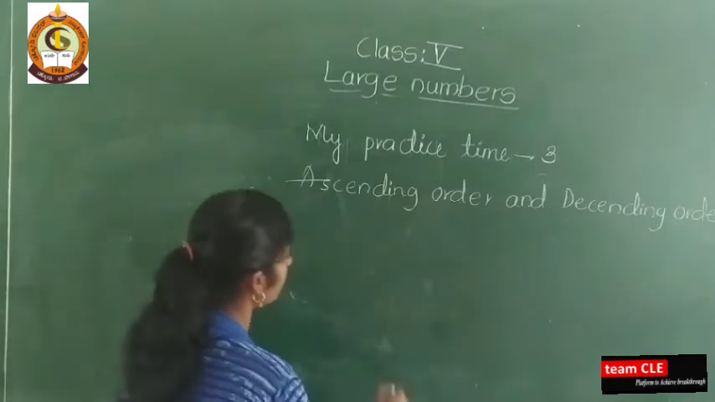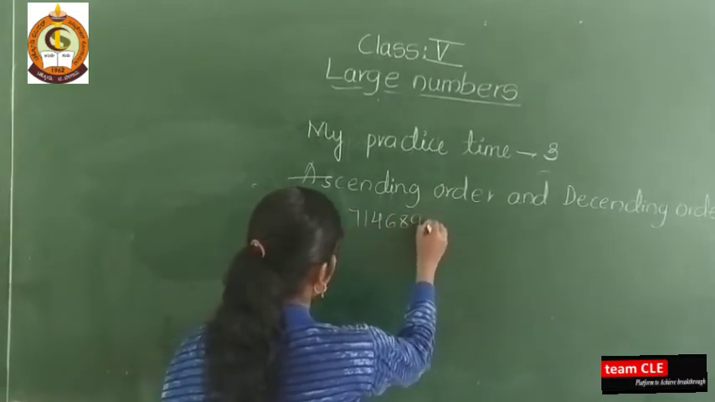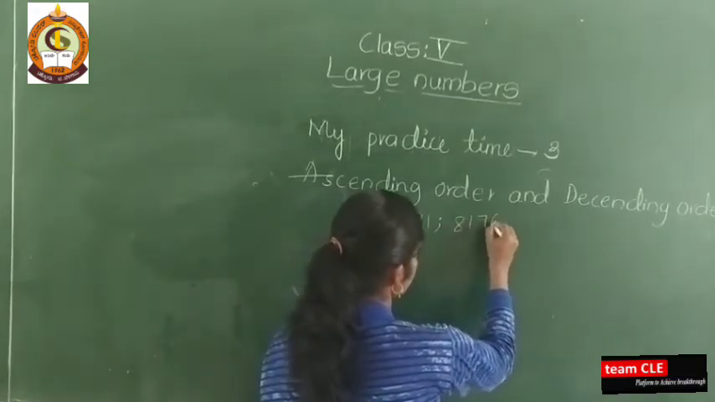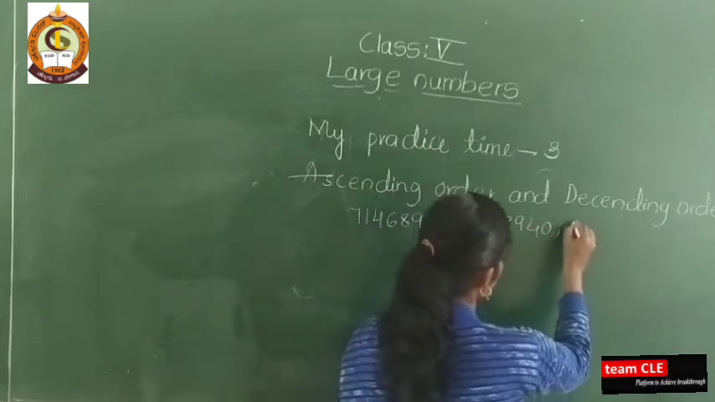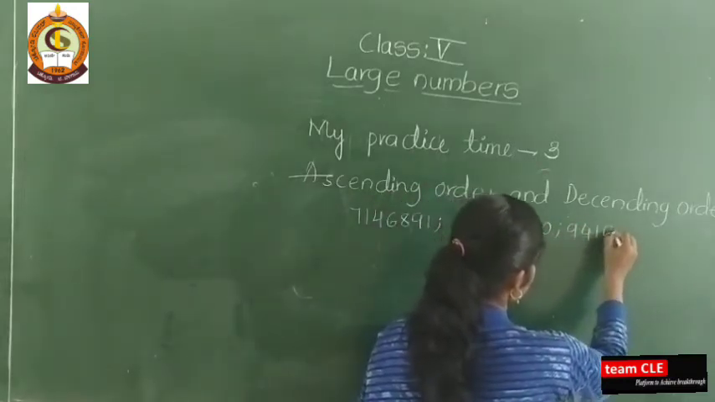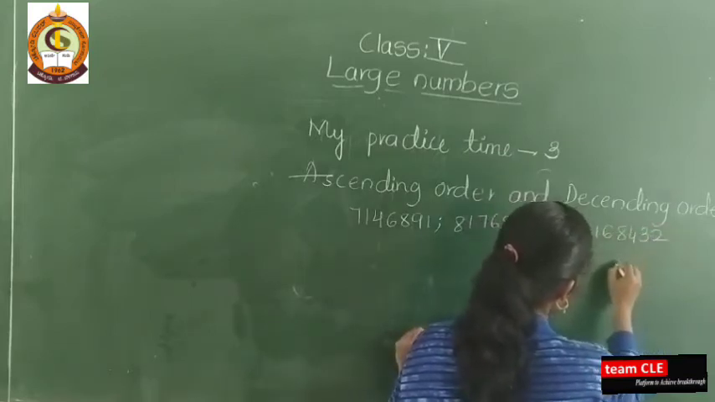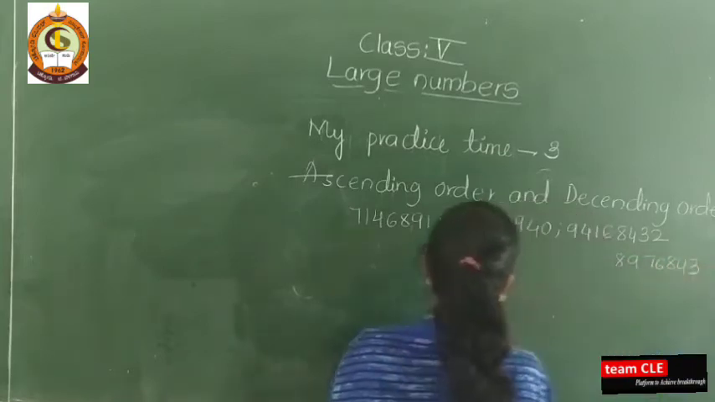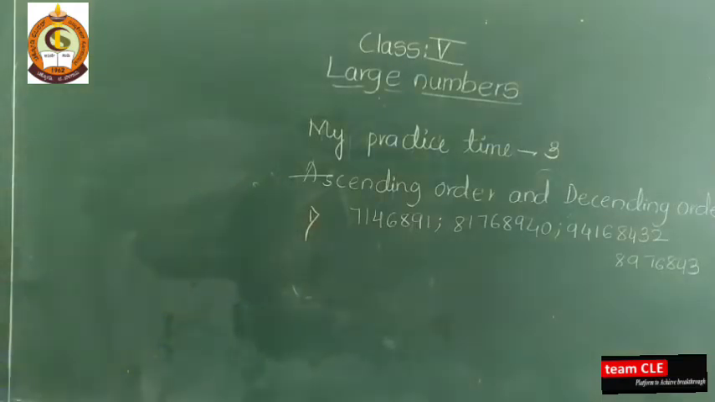So let us take one example: 7 1 4 6 8 9 1. Next, one more example: 8 1 7 6 8 9 4 0. Next, 9 4 1 6 8 4 3 2. One more example: 8 9 7 6 8 4 3. So this is the example I took here, and I will arrange these numbers in ascending order.